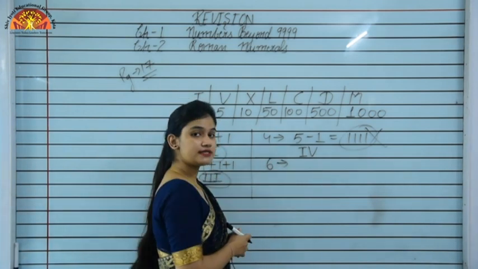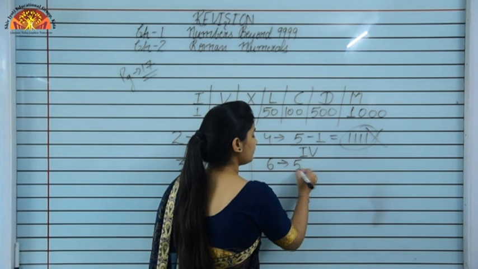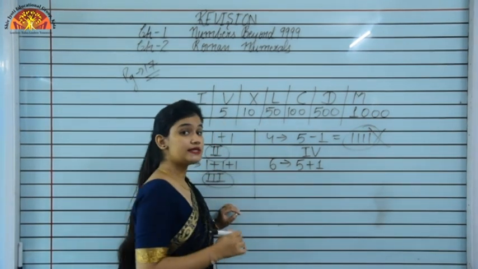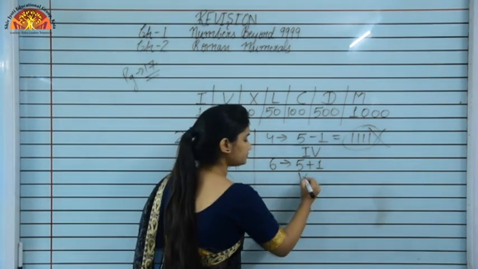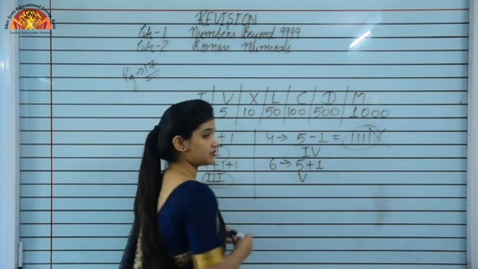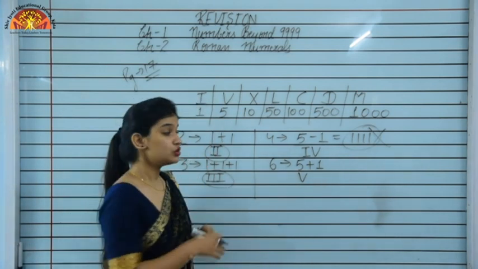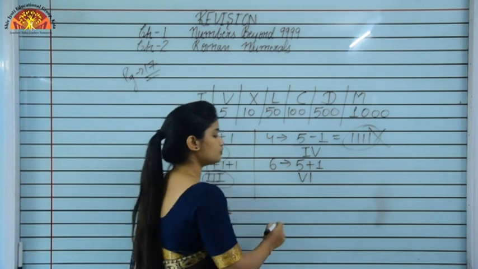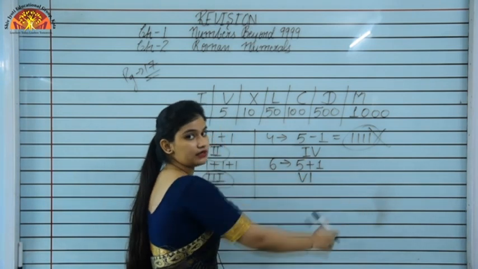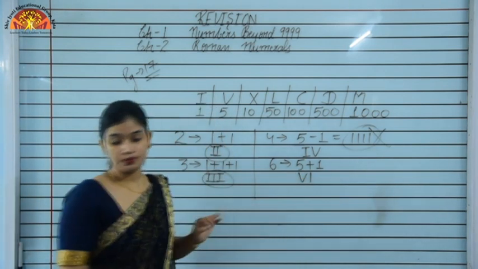Suppose I am writing 6. So how can I write 6? To write this 6, I have to do 5 plus 1. 5 means V and plus 1. Now I am doing plus 1. To do plus 1, we have to take the symbol on the right side. Understood, students?